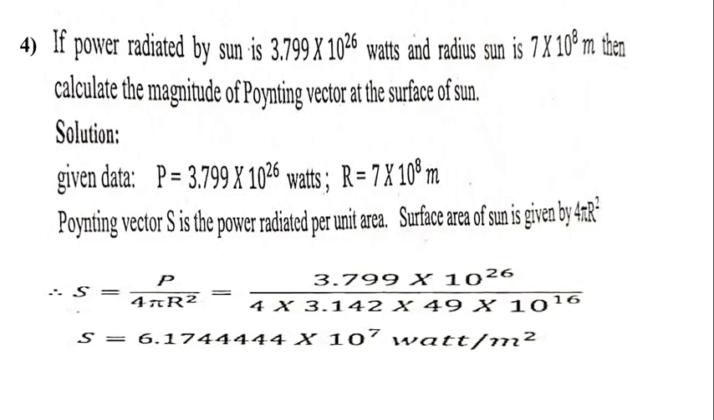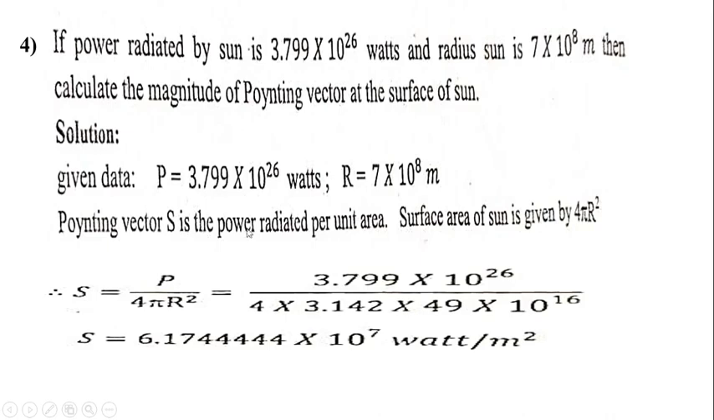Now next example, that is if power radiated by sun is 3.799 into 10 raised to 26 watt and radius of sun is 7 into 10 raised to 8 meter, then calculate the magnitude of Poynting vector at the surface of sun. Now given, that is P equal to 3.799 into 10 raised to 26 watt, R equal to 7 into 10 raised to 8 meter. These are given in our example.